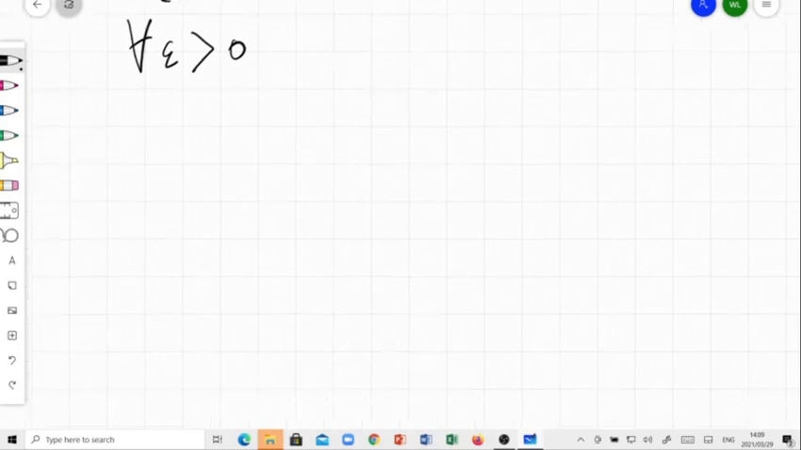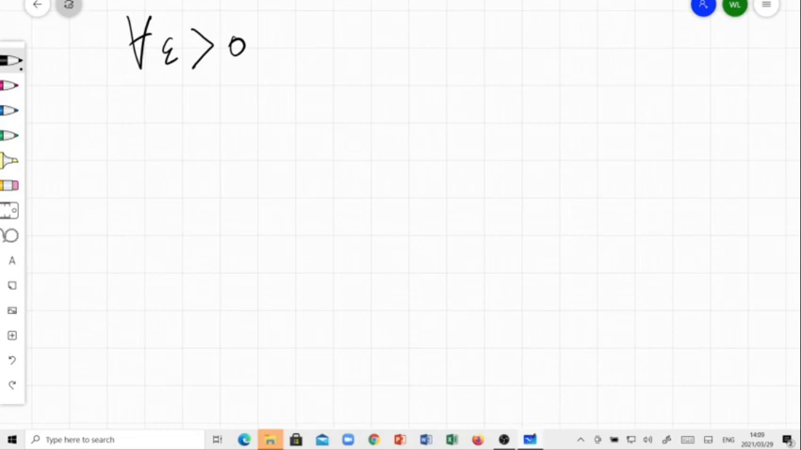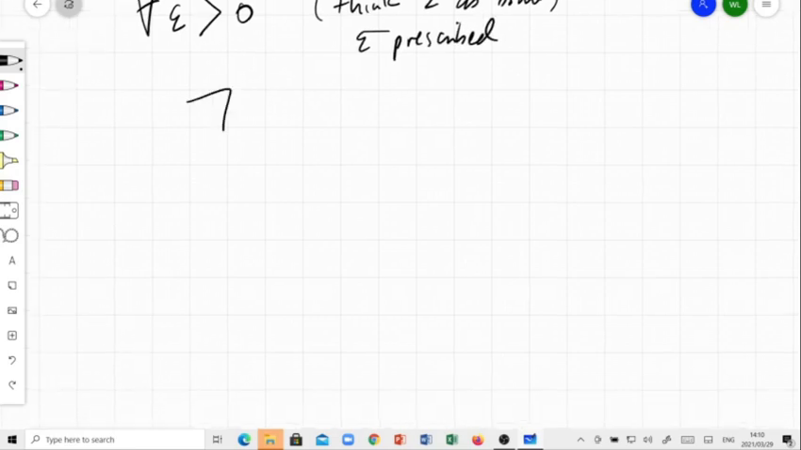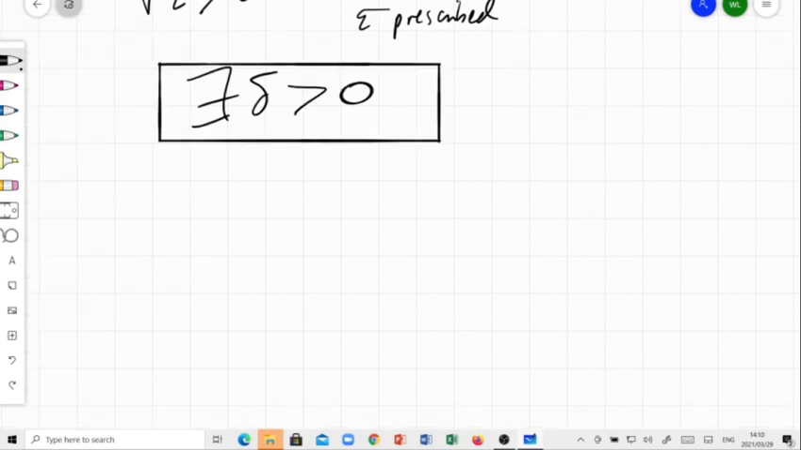For every challenge. So you must think of this epsilon as some positive number that is thrown at you, okay? So it's like saying I want all my y's to be within epsilon close of 6. This we will come to see later. So epsilon is known, so that is why we say epsilon is prescribed. So for every epsilon, there is a delta, there exists a delta, okay? Now what does that mean?